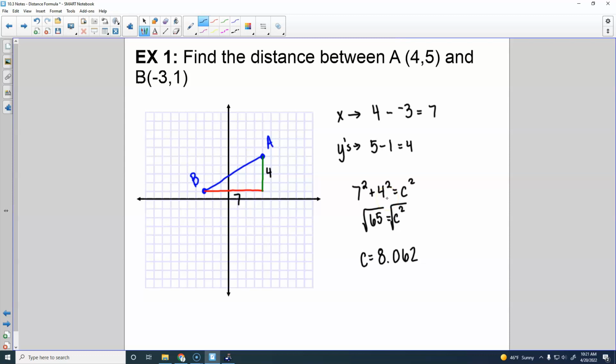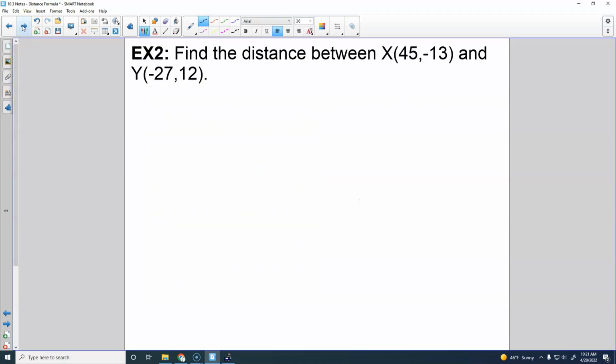Okay, so we got this idea. We're subtracting the x's. It gives us a side for our x. We're subtracting our y's. It gives us that vertical side. And then we just do Pythagorean theorem with those two numbers, right? So let's think about what to do if I've got to find the distance between (45, negative 13) and (negative 27, 12).